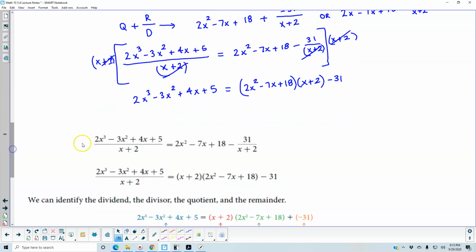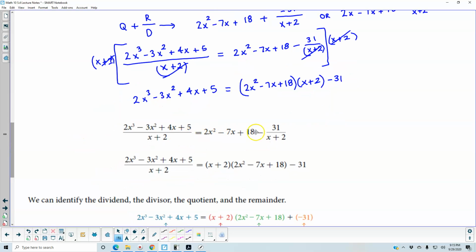So I want you to look at the answers here. It could be represented in either or. We can either write the answer in this form, or as I said earlier, this can be 2x squared minus 7x plus 18 plus negative 31 over x plus 2, or it can be in this form. So either or is okay. So you have three forms, and those three forms that it could possibly be are this form, this one, or this one. And again, in order to get the second one, we had to multiply both sides by the LCD.